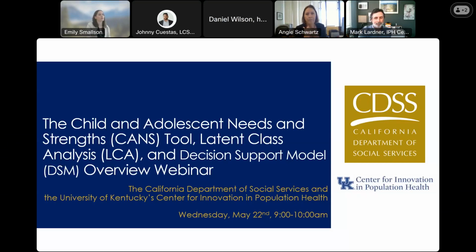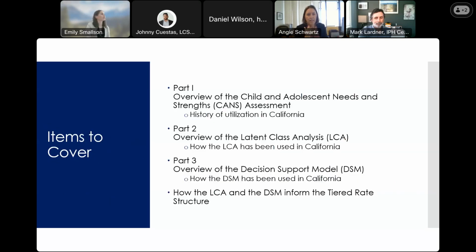So that's what we'll be covering. We're going to start with an overview of the CANS itself and a history of the utilization of CANS in California. Sarah Rogers, our branch chief for the System of Care branch, will be talking about the history of that utilization in California. Then we're going to overview the latent class analysis and how the latent class analysis is being used in California and how that then fed into our decision support model. And then how the LCA and the decision support model have informed the development of our proposed tiered rate system.